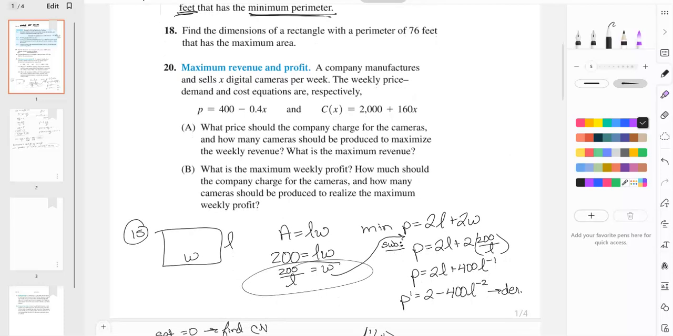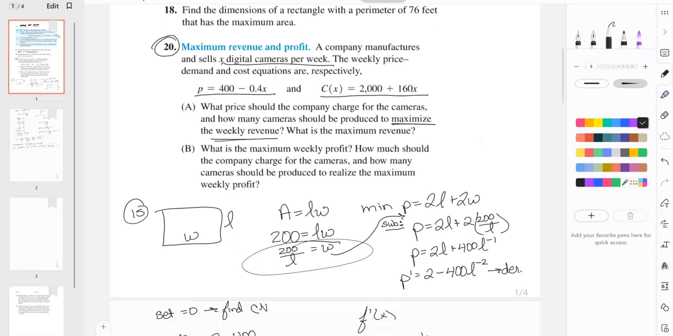So let's look at another one. Let's look at this one with revenue and profit. We have a company that manufactures and sells digital cameras, x number per week. The price demand equation is 400 minus 0.4x, and the cost equation is 2000 plus 160x. At what price should the company charge for the cameras, and how many cameras should be produced to maximize revenue?